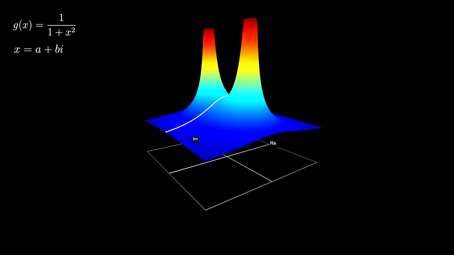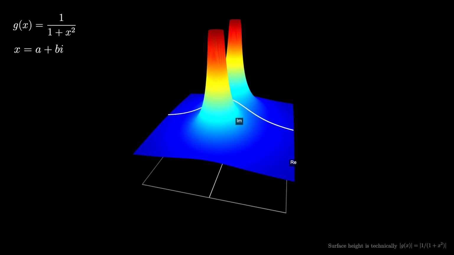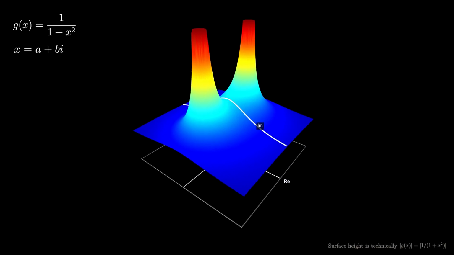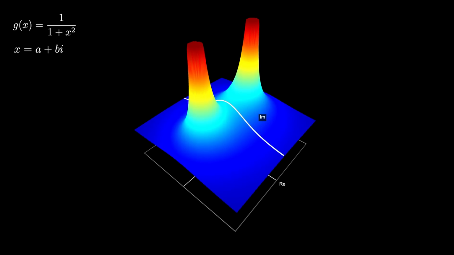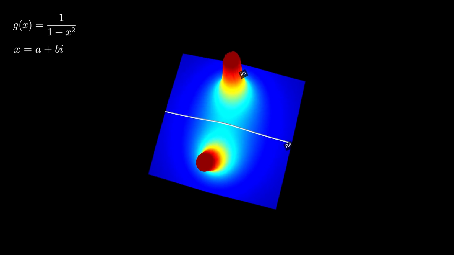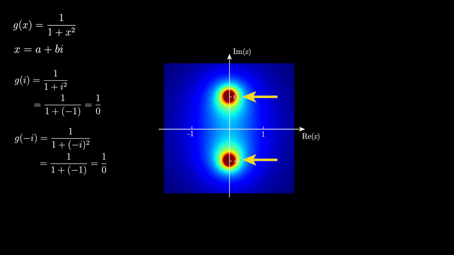We can visualize the value of our function when x is a complex number as the height of a surface above the complex plane. Our original curve is directly above the real axis, and now fits into a broader surface. Note these big singularity spikes we see at x equals plus or minus i. Our function is not defined here, since i squared is minus 1, resulting in 0 in our denominator.